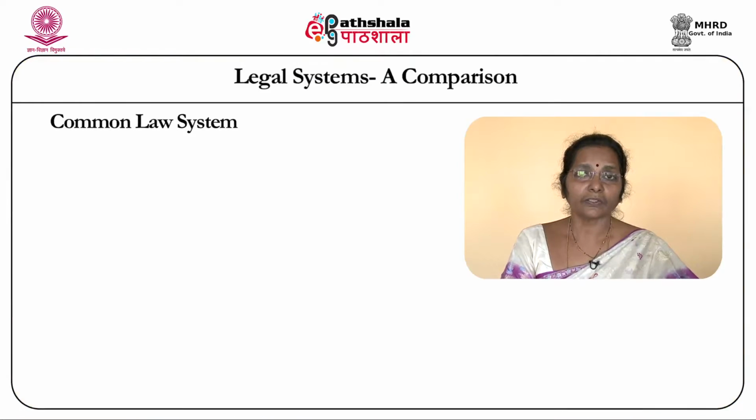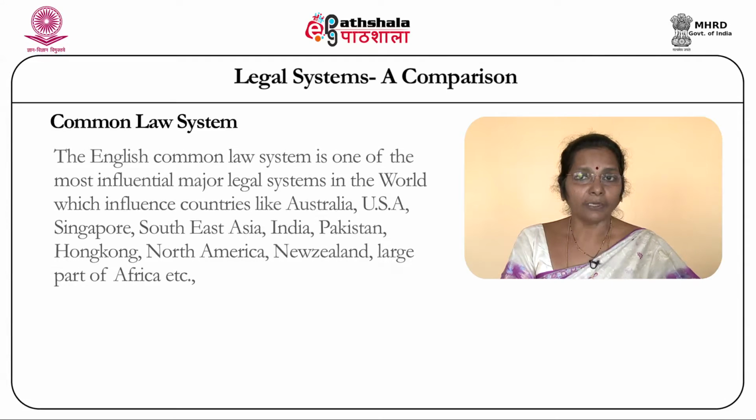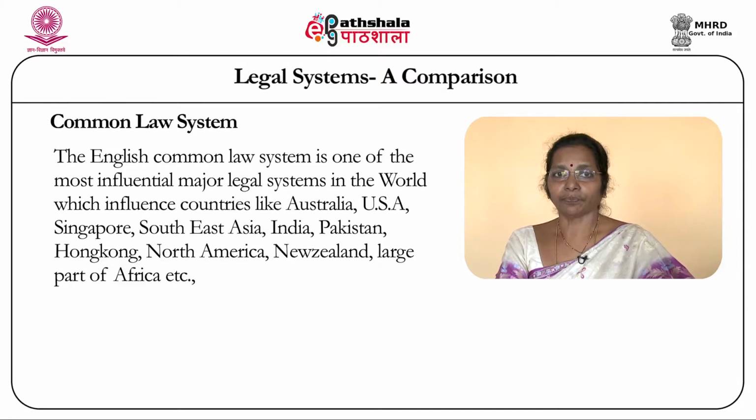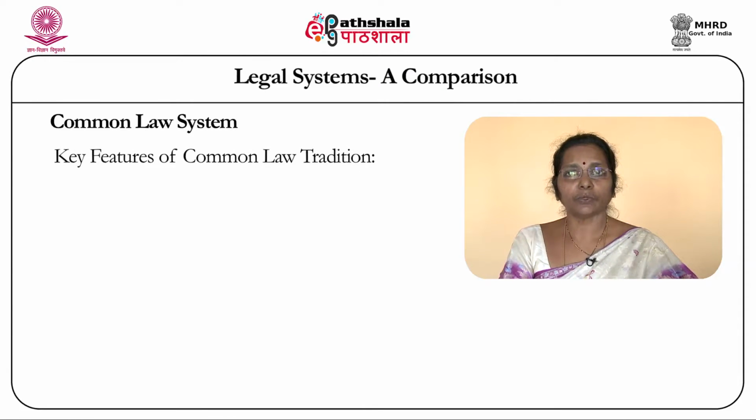Now, on the other hand, the second major or parent legal family we talk about is the common law system, and the common law system is one of the most influential major legal systems in the world, which influenced countries like Australia, USA, Singapore, Southeast Asia, India, Pakistan, Hong Kong, North America, New Zealand, and a large part of Africa, and many more. So, as we have seen under the civil law system, what are the key or distinguishing features of the common law tradition?